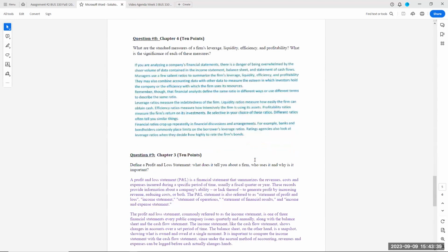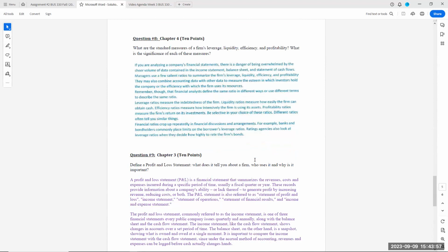Last 3 or 4, everybody did very well. What are the standard measures of firms' leverage, liquidity, efficiency, and profitability? This is taken from chapter 4. These are all defined in that chapter. What is the significance of these measures? And there's a good explanation in my solutions.